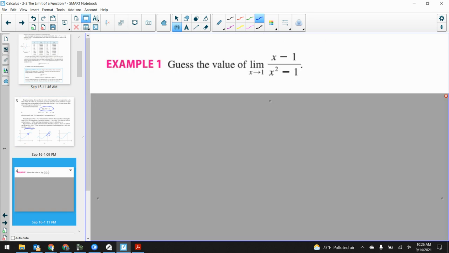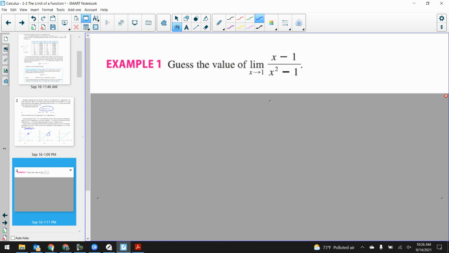So take, for example, this. I love this. Okay, we're just going to guess. Guess the value of the limit as x approaches 1 of x minus 1 over x squared minus 1. Now, maybe we can do that whole plug it in thing. What would happen with this function if I tried to plug in 1?